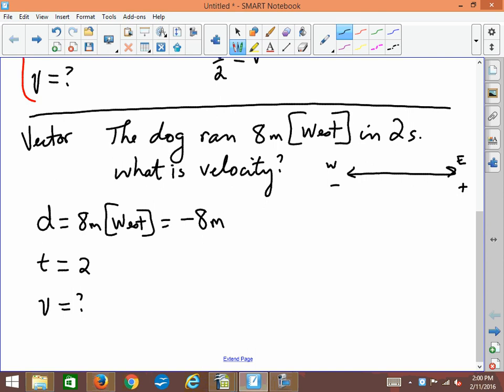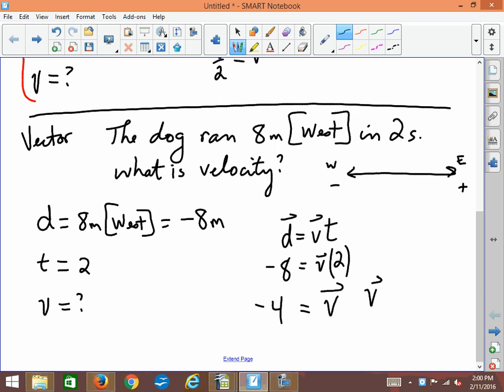Okay? So I can still use my equation, D equals VT, and it would be -8, because this now is a displacement, and this is now the velocity, see? And this would be V times 2, again. And really, the only thing that's different is I'm going to end up with -4 as the velocity. And that means that the velocity then is 4 meters per second, and I'll translate the negative back into west, like that. So that's how it would change, the negative sign.